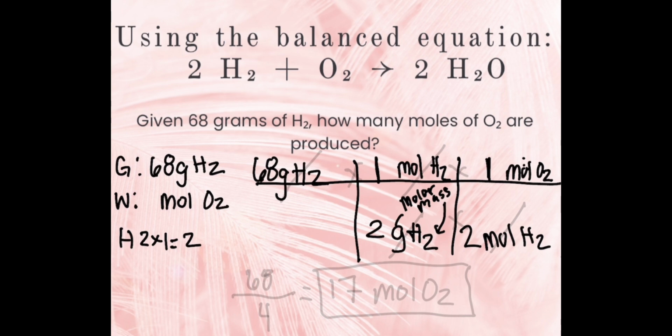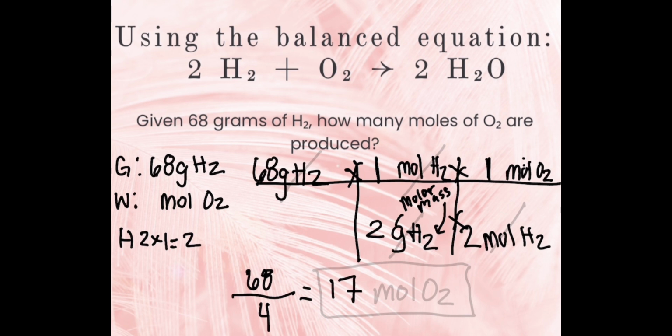Now I am going to multiply, then divide. So I'm going to multiply 68 times 1 times 1, which is going to give me 68. So just notice that I multiply my numerator together, and now I'm going to multiply my denominator. So my denominator, I have 2 times 2, which is 4. So 68 divided by 4 is going to give me 17.